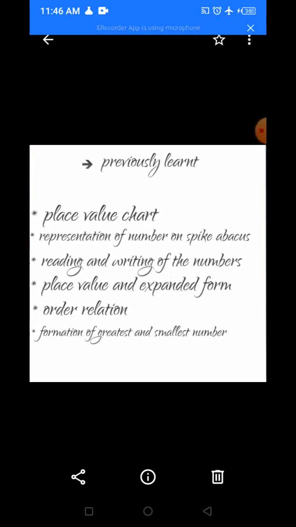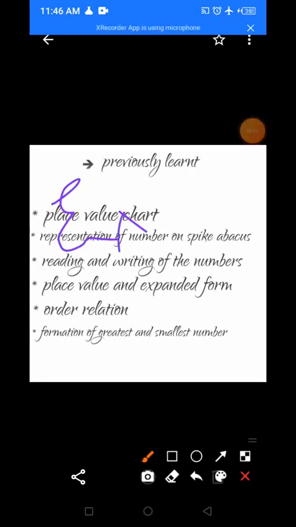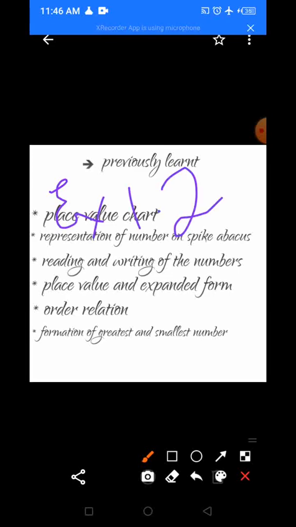Before this, we had solved our exercise. Yes, children, we had solved exercise 1.1. We finished it. We made patterns, we had written in numbers and everything, and we learned commas also, where we should put commas. Then we learnt about the place value and the expanded form. Yes, we learned about the place value. And then we solved exercise 1.2.